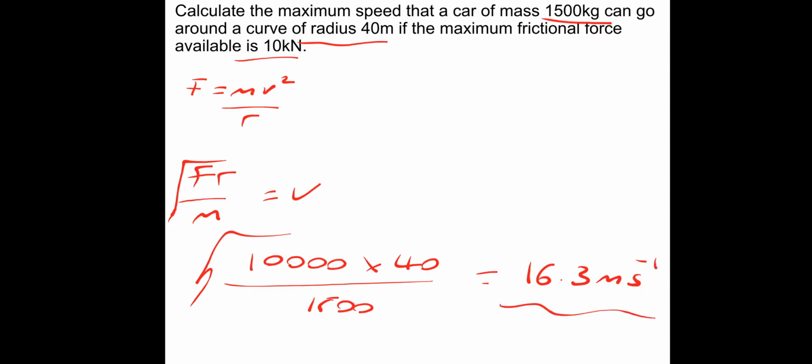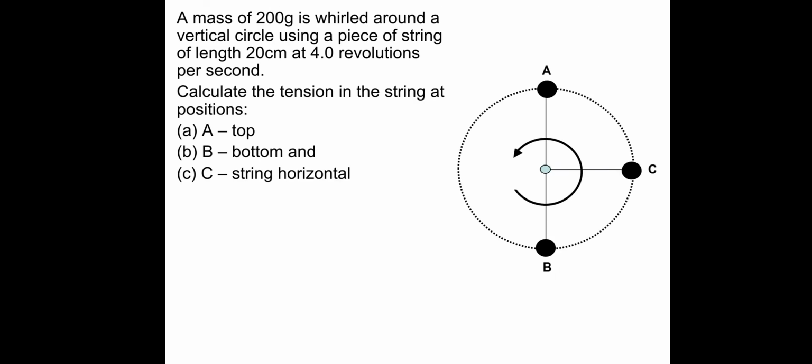Hopefully that's okay. Let's move on to the next bit. So these are the ones that are likely to come up in examination questions. So we've got a mass of 200 grams. Well, if you want to pause and have a go, that'd be great. We've got a mass of 200 grams, which is whirled around in a vertical circle using a piece of string of length 20 centimeters at 4 revolutions per second. We're going to calculate the tension in the string at positions A at the top, B at the bottom, and C horizontal.